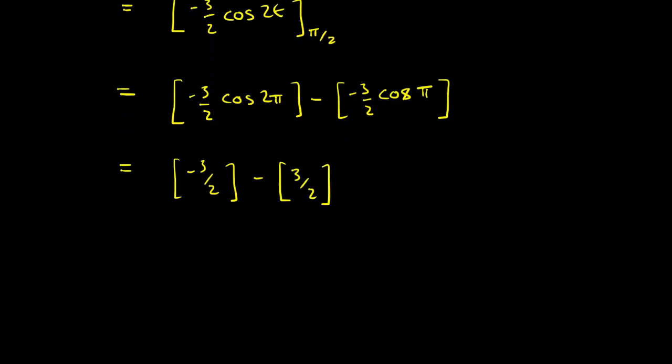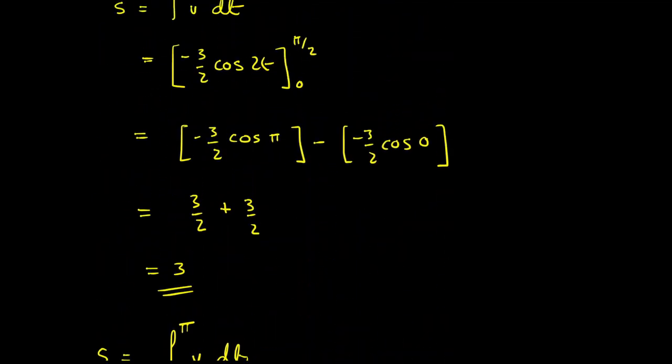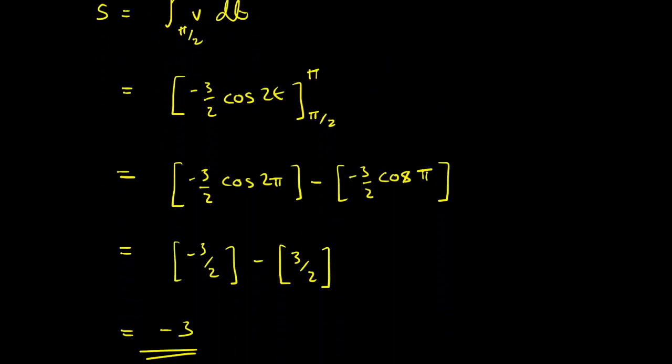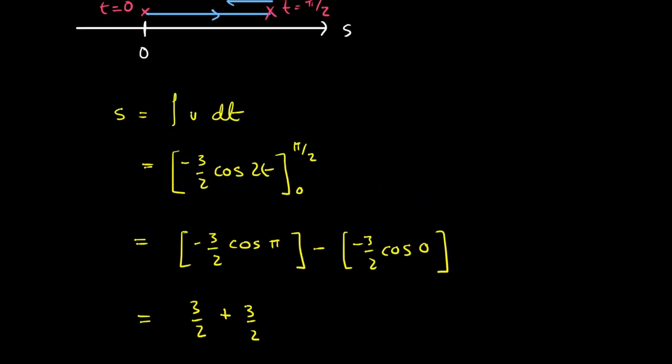So then what's this? We've got negative 3 upon 2 minus 3 upon 2, which is minus 3. So what does that number mean? It means that we've gone back by 3. So between 0 and pi by 2, we went forward by 3. And then between pi by 2 and pi, we went backwards by 3, back to the origin.